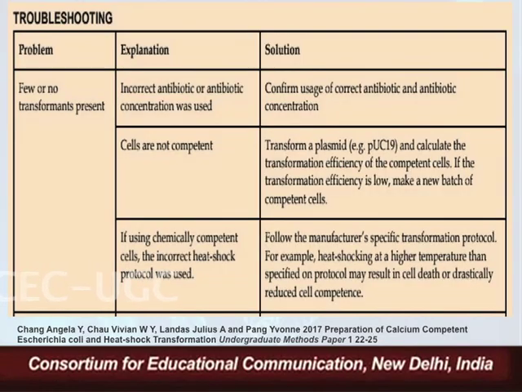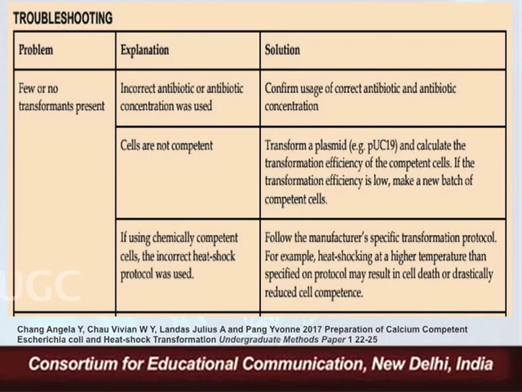The last aspect would be to talk about the troubleshooting methods. So you can look at this table and you can always troubleshoot why, for example, you transform but there are no colonies that appeared, or there is a lawn of bacterial colonies appearing. So if there is no transformation, there is an incorrect antibiotic, and if you give too much antibiotic concentration, then even the transformants would die. So if there is actually no transformation, that can be one of the reasons.